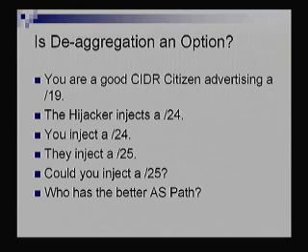So, is deaggregation an option? Because some people say, well, let me protect myself by deaggregating every prefix I have, right? So is this really an option? The hijacker injects a /24, you inject a /24, they inject a /25, you can inject a /25. Will a /25 even work? I don't know. Who has the better AS path? I don't know. What about those networks that filter on the boundary, right? There's all these questions that are popping up with the hijack work, so work it through.